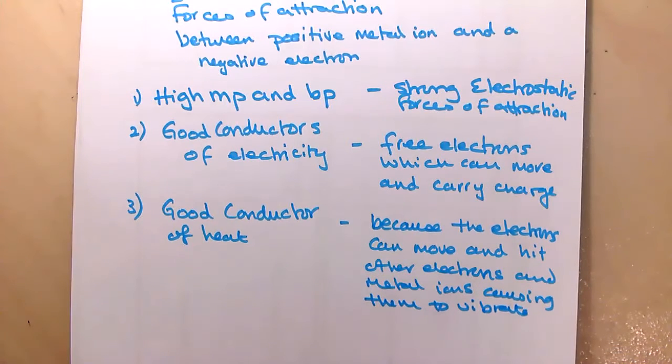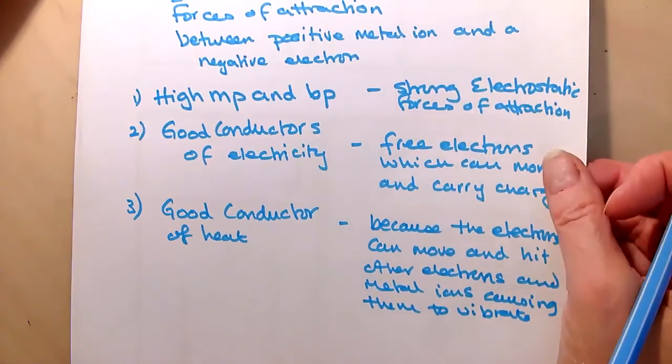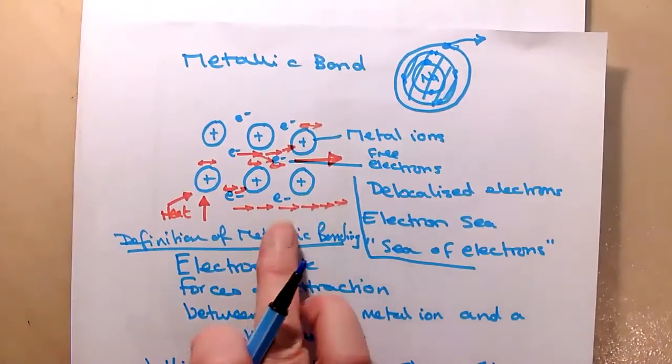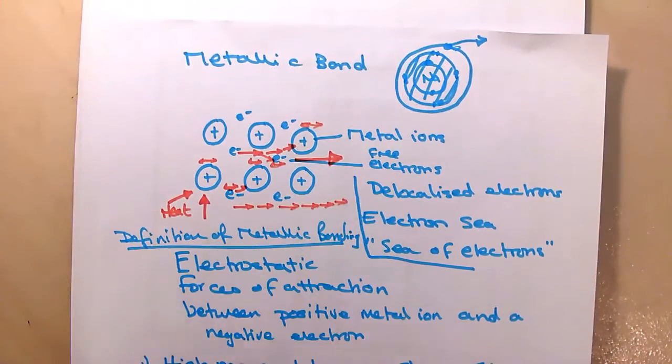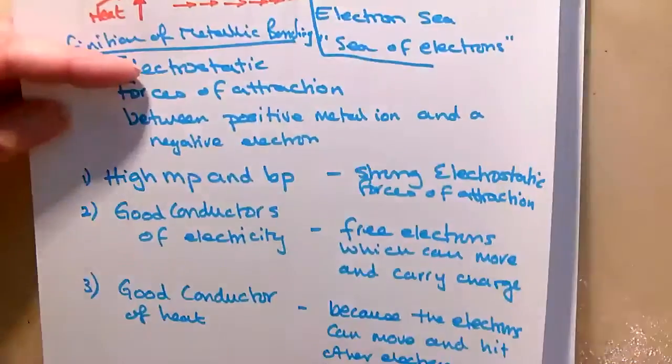Okay, and as the vibrations increase, we see and measure that as heat. So that's all we need to know about metals and the properties of metals. However, we want to look at the strength of this bond. How can we increase the strength of that metal bond?